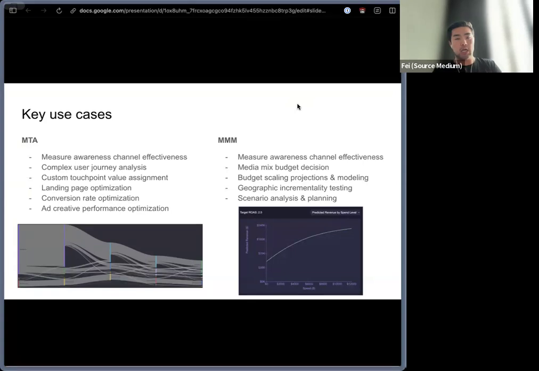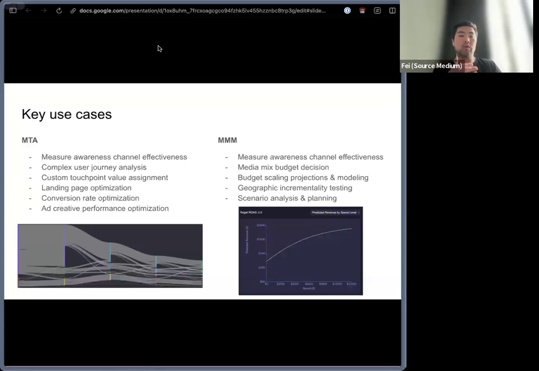On the MTA side, because the data is so granular, right? It's at the user level, it's at the event level, you can really do very complicated user journey analysis. So I have a screenshot of the Sankey chart below. That's actually something that we're going to be launching relatively soon, in the next few weeks, for some of our customers, which I'm very excited about.